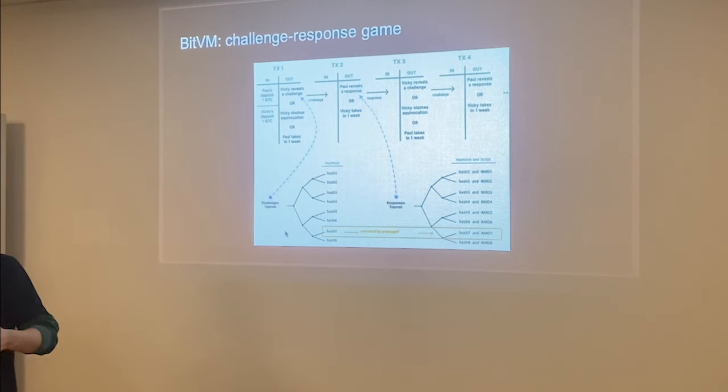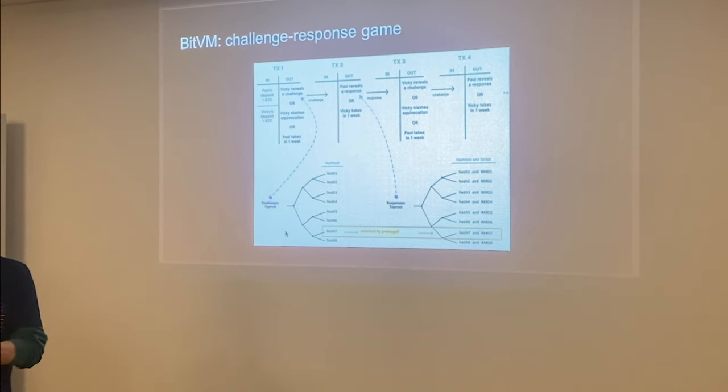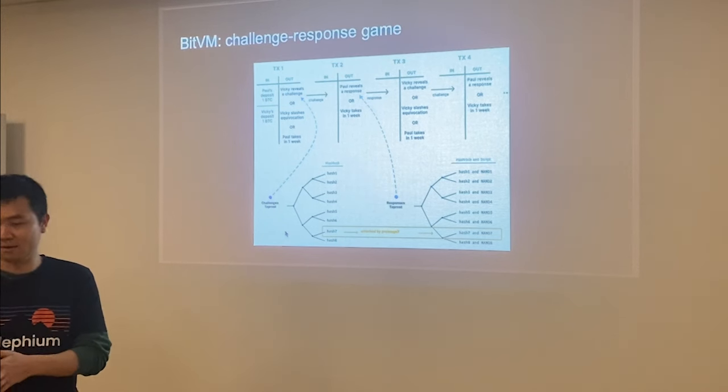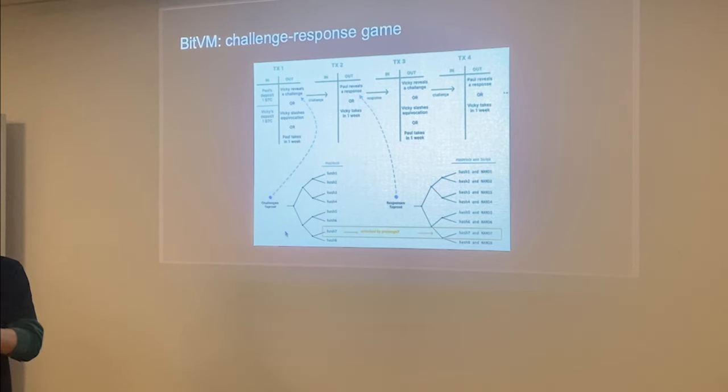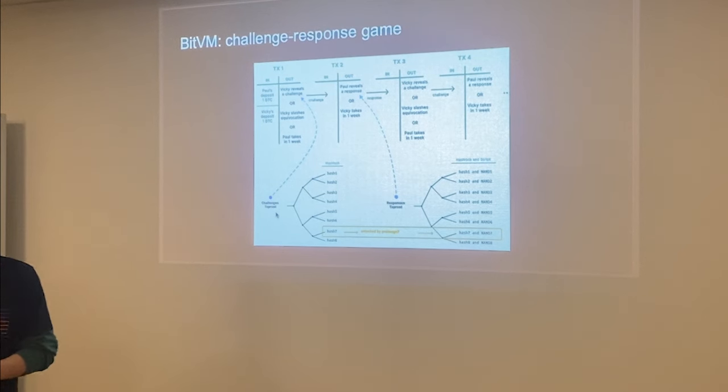It's a very common computer science trick. You use the divide and conquer method for the problem, and then you try to find which part is not correct. And in that way, you can effectively verify the whole execution somehow. But this part actually is not trivial at all. It's very difficult to implement.